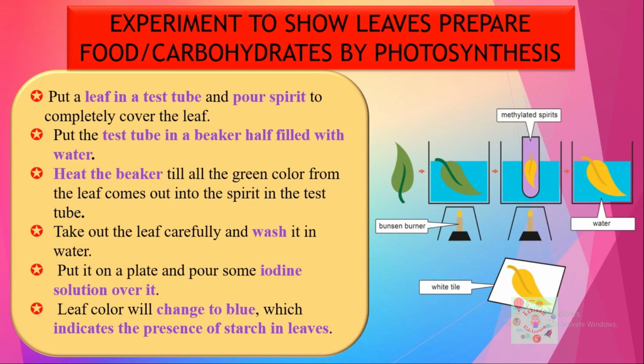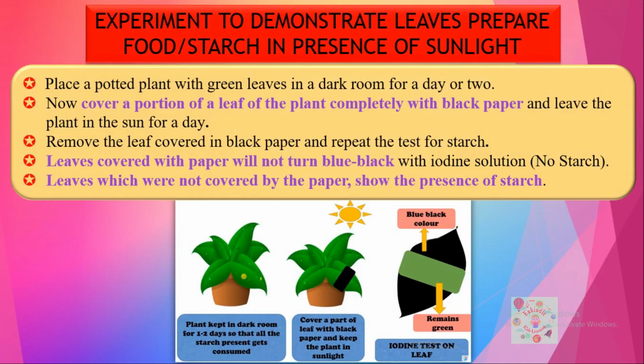For this, what will you have to do? First, place a potted plant with green leaves in a dark room for a day or two. Now cover a portion of a leaf of the plant completely with black paper and leave the plant in the sun for a day. Remove the leaf covered in black paper and repeat the test for starch.